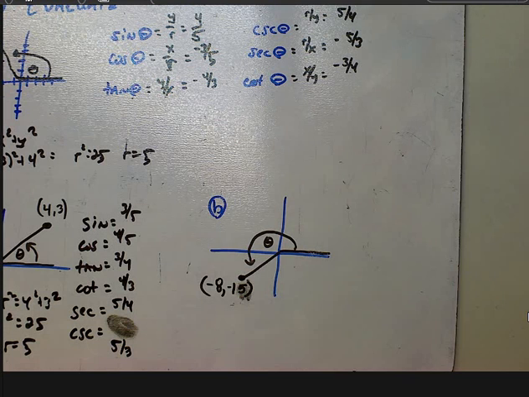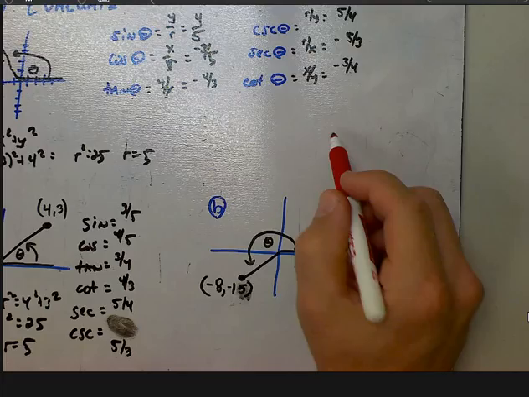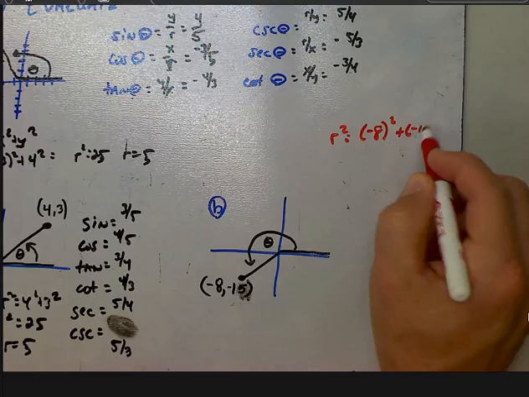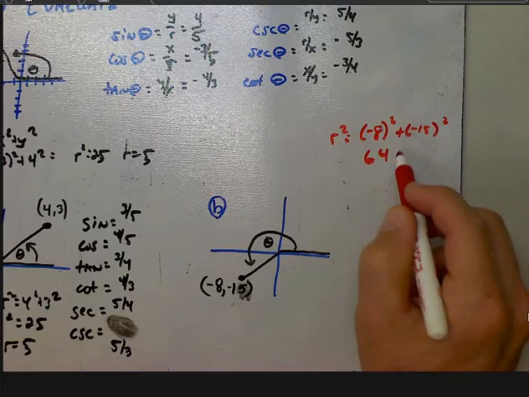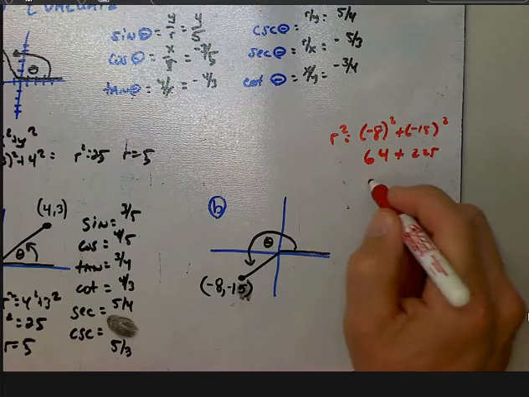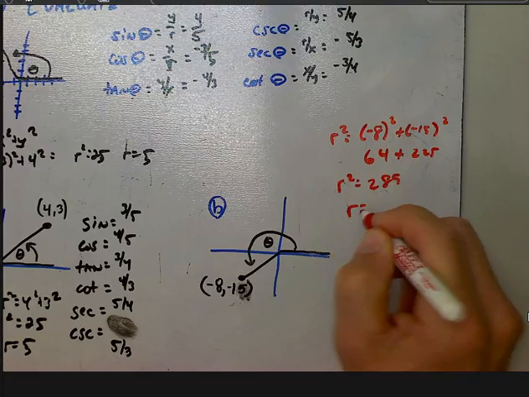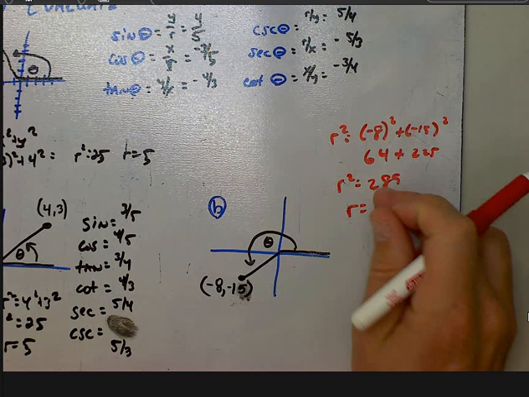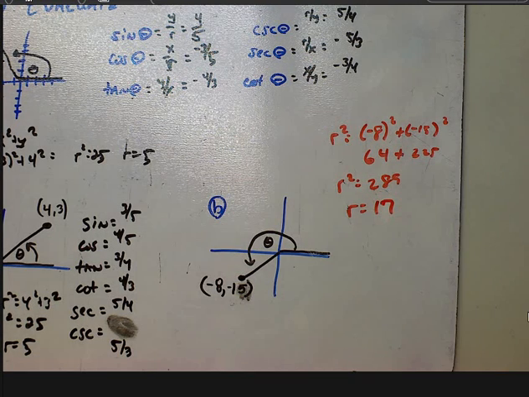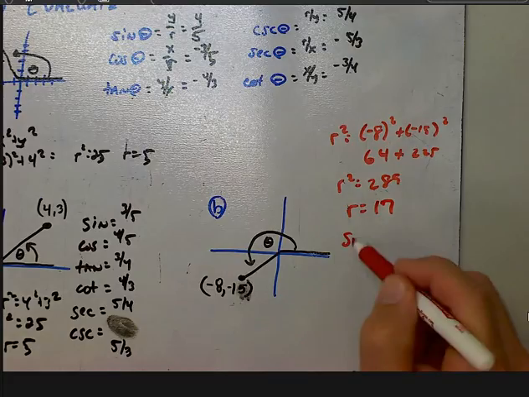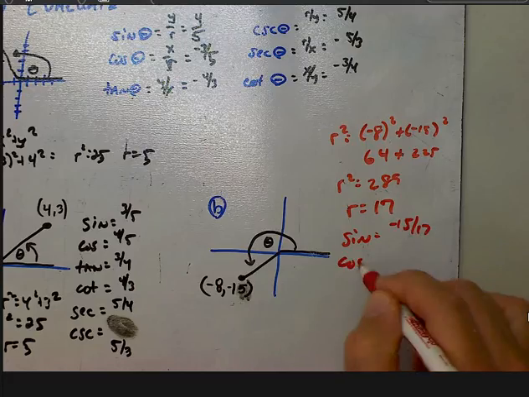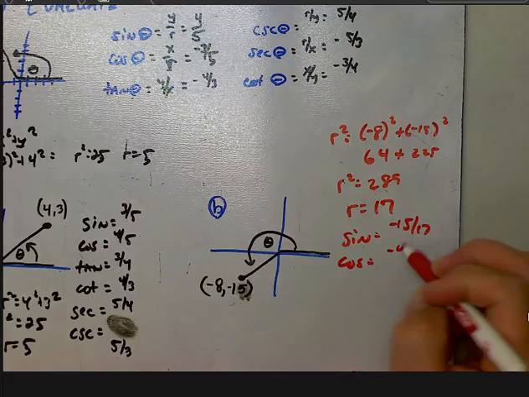So again, the first step here on B is to find r squared, and that's going to be negative 8 squared plus negative 15 squared, 64 plus 225 for 289. The square root of 289 is 17. R is 17. So that means the sine is going to be negative 15 over 17. The cosine is going to be negative 8 over 17.